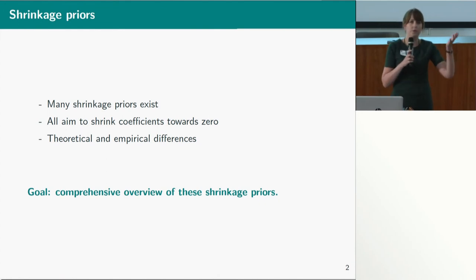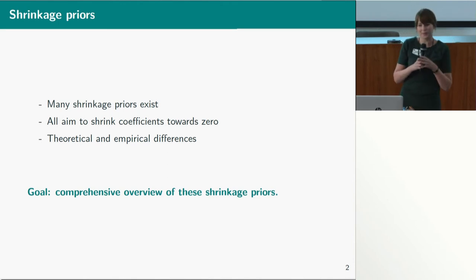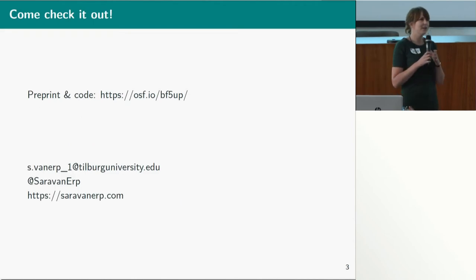So the whole goal of this project, and what you will find on the poster, is an overview of these different shrinkage priors. I've looked at 9 different priors which I think are very popular, and I've compared them theoretically by writing them in a scale mixture of normals formulation. I've also looked at their shrinkage behavior in a simple model, and how they perform empirically in a simulation study in terms of prediction accuracy and variable selection accuracy. If you want to know more about this comparison, come check out the poster. If you're too lazy to walk up the stairs, you can find the preprint as well. So that's it.